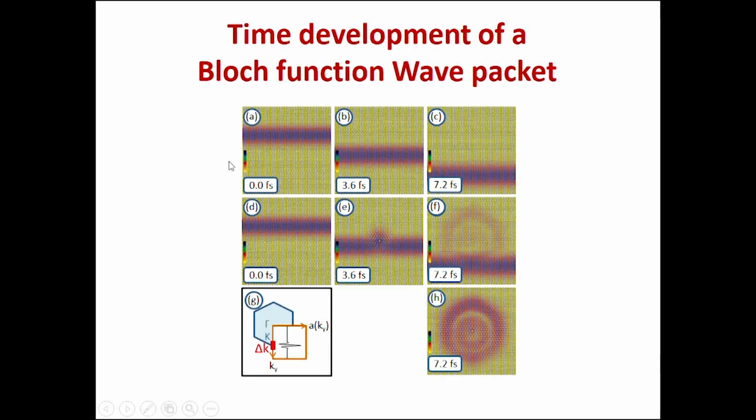And then the next step is that we calculate the time development of the Bloch wave packet. We have three different examples. In this example, we have a pristine graphene surface.